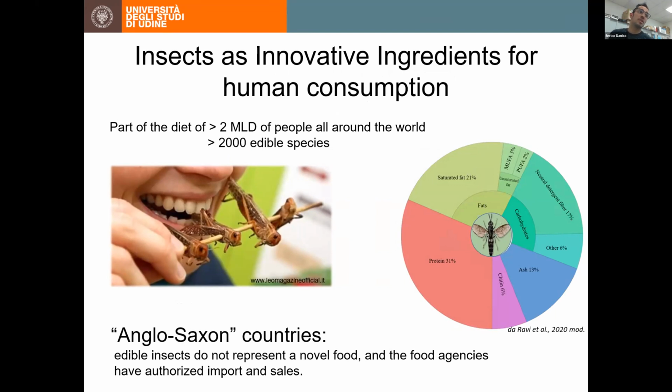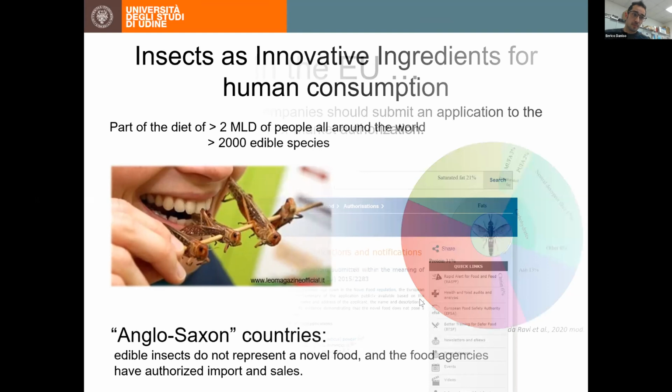In the world, more than 2 billion people use insects as part of their diet. And edible insects number more than 2,000 species. Why are insects so interesting? As you can see from the graph, the insects present a high quantity of proteins and fats.